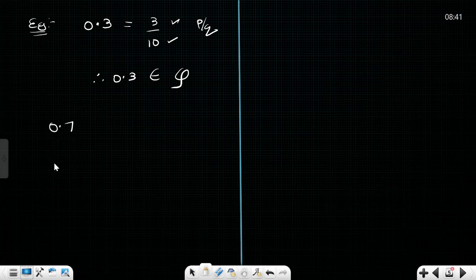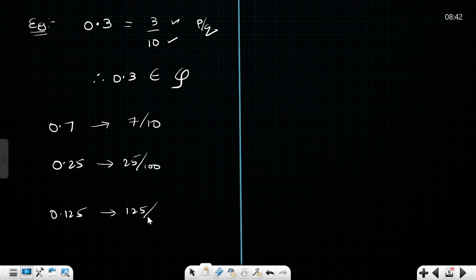0.7, another example, 0.25, 0.125. Yes, 0.7 you can write as 7 by 10. 0.25 you can write as 25 by 100. 0.125 you can write as 125 by 1000. Everything you are able to write in the form of p by q. Therefore, all these numbers belong to rational numbers.